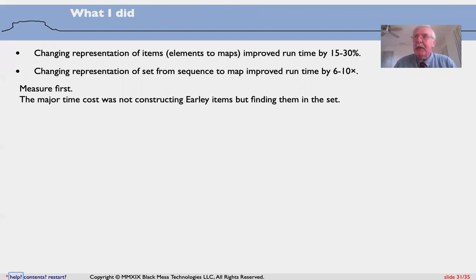I then measured and discovered that the major time cost was not constructing the Earley items, but finding them in the set of Earley items, at which point I changed the representation of the set from a sequence of items to a map of items, and that improved the runtime by a factor of 6 to 10.